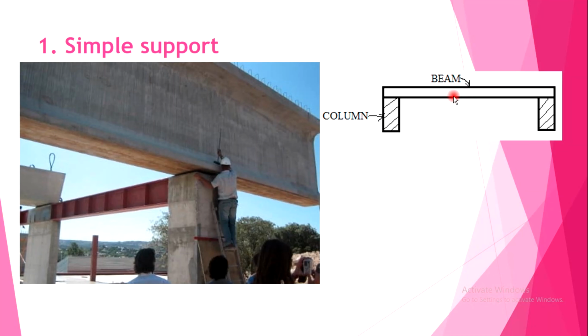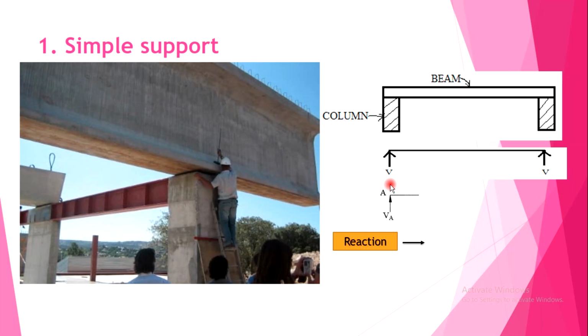If I draw the free body diagram for this beam and support, it will look like this. I removed the support. It has only one restriction component. If I name this support A, the reaction component is only one, that is VA. Reaction for simple support is vertical. R is equal to 1. R means reaction.